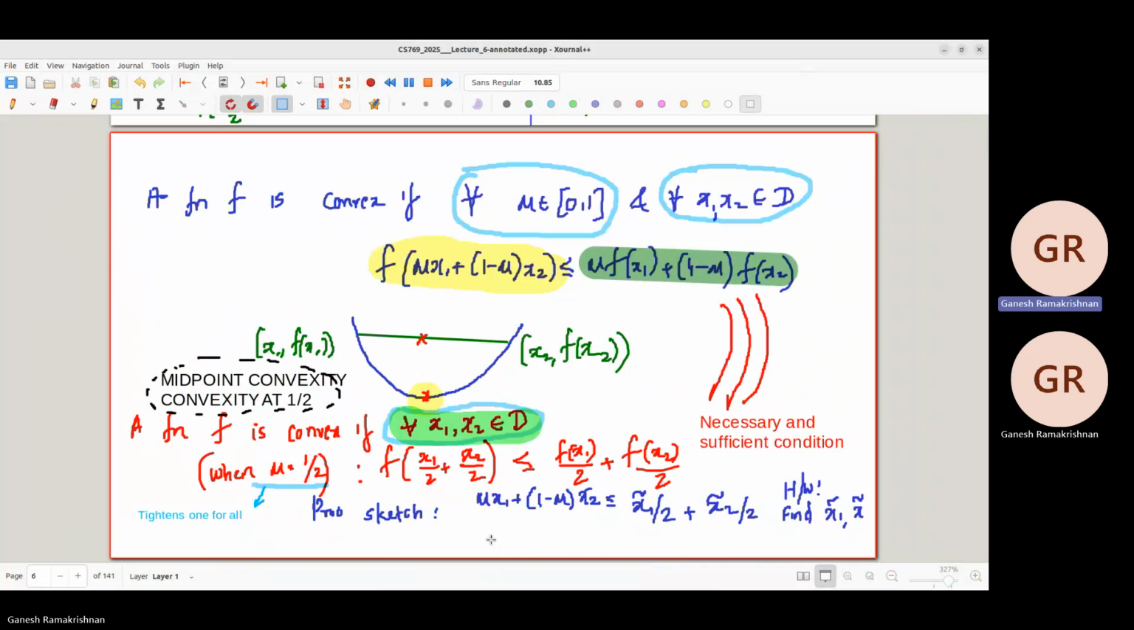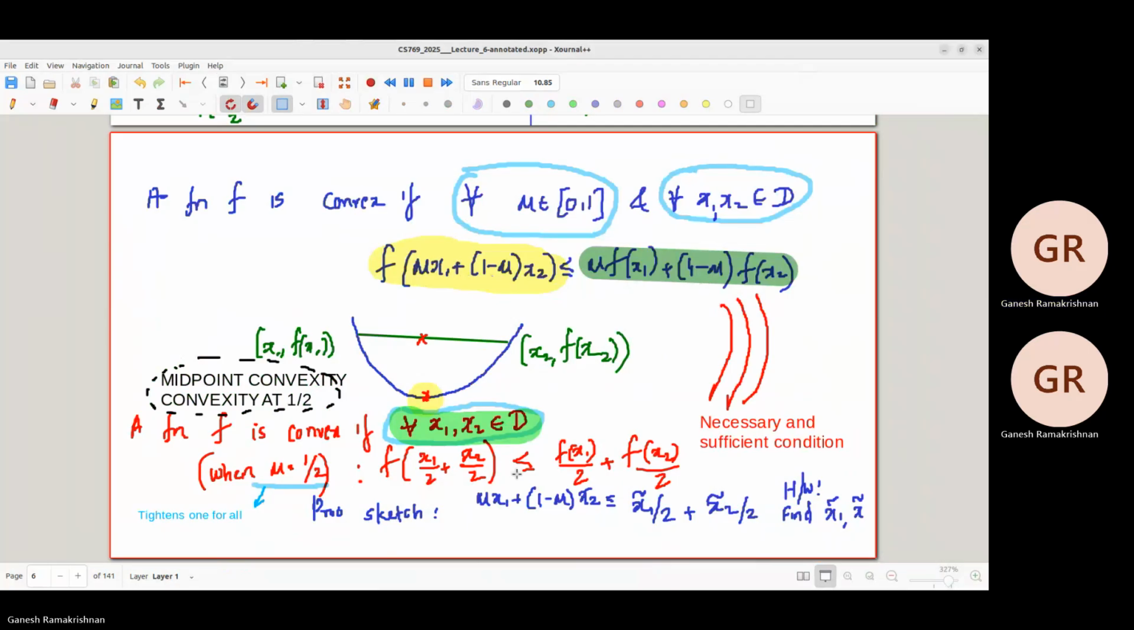So how do you prove the midpoint convexity? That was a homework problem. How do you prove that? Well, you'll have to basically show that for any mu x1 plus 1 minus mu x2, if this inequality holds, then f of (x1 plus x2) by 2 should be less than equal to f of x1 by 2 plus f of x2 by 2. That should be straightforward, right? If it holds for all mu, it also holds for mu equals half. The other way is a tricky part.